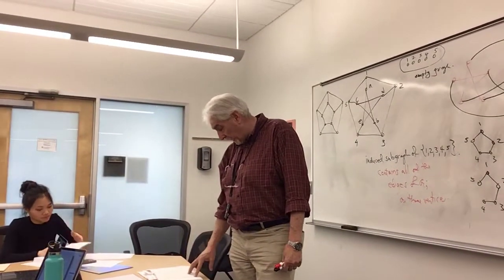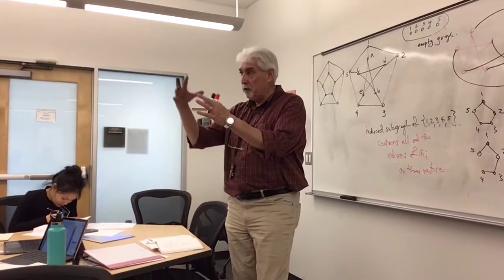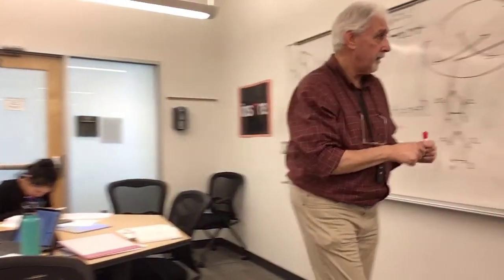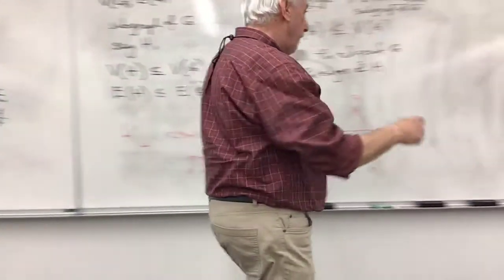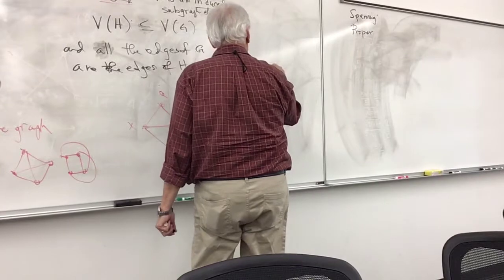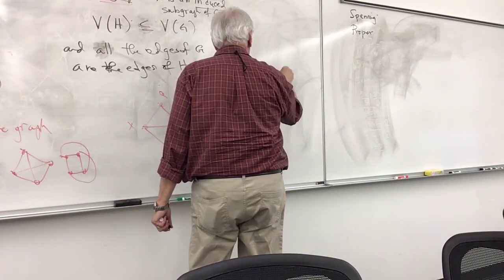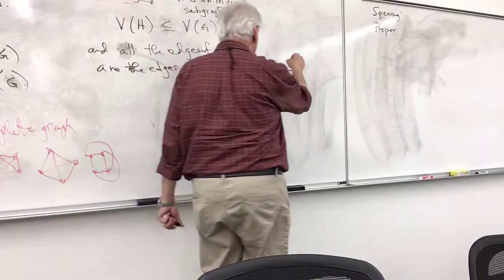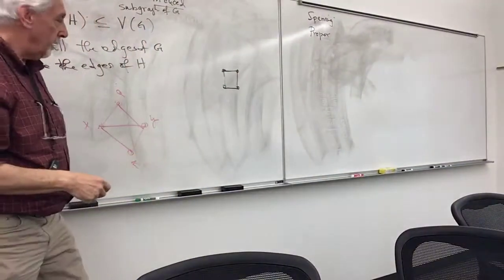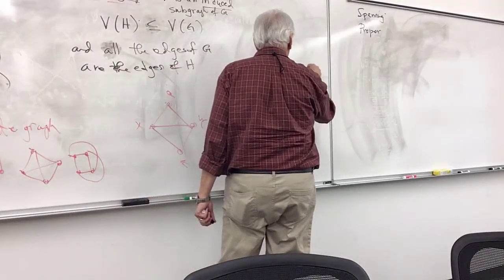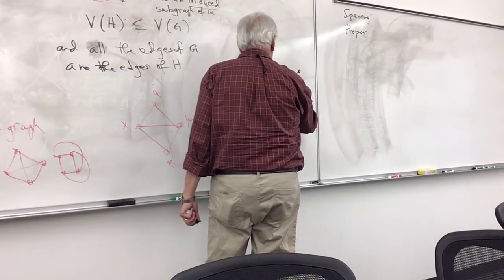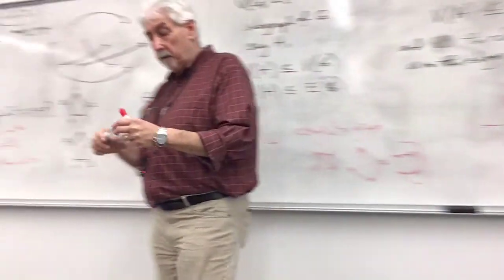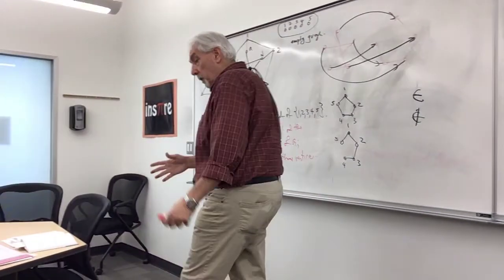Notice in H2 we've drawn them geometrically the same. But the geometry makes no difference. So I could draw it as just a square. It is a 4-cycle. It's just a square. That's fine. I could put the points however I want. So I could have drawn it like this. The geometry doesn't matter here. We're not worrying about the geometry.